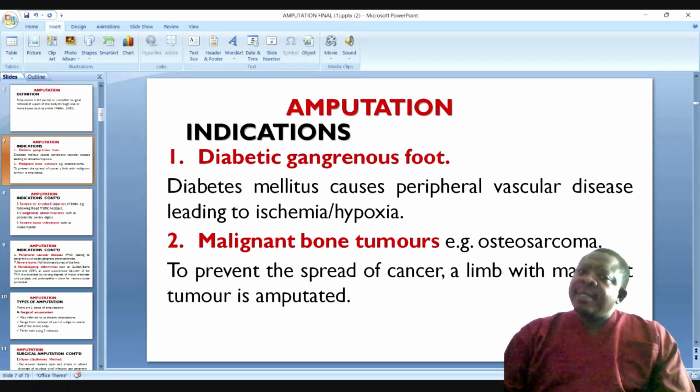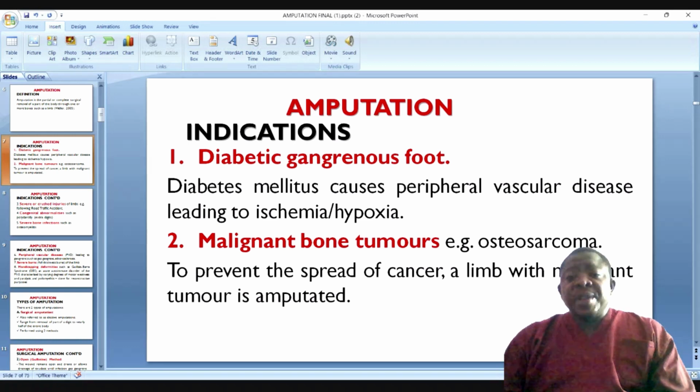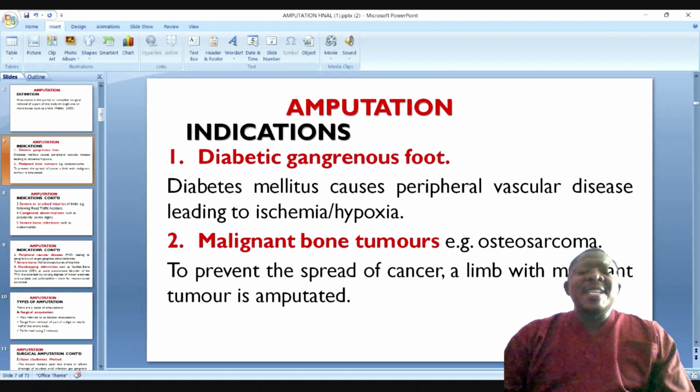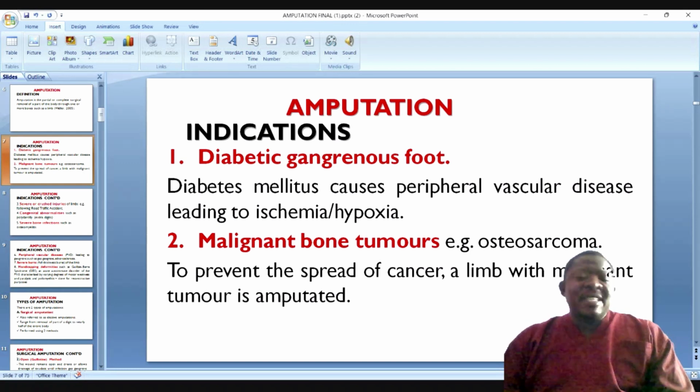As earlier mentioned in the introduction, diabetes mellitus will cause peripheral vascular disease that may lead to ischemia and hypoxia. Ischemia, less blood flow to the periphery. And when there's less blood flow, there's reduced oxygen to tissues. So, reduced oxygen supply, hypoxia. So the first indication is diabetic gangrenous foot.